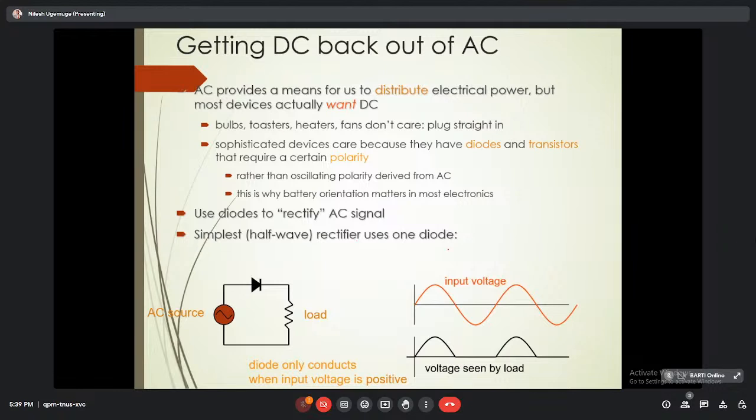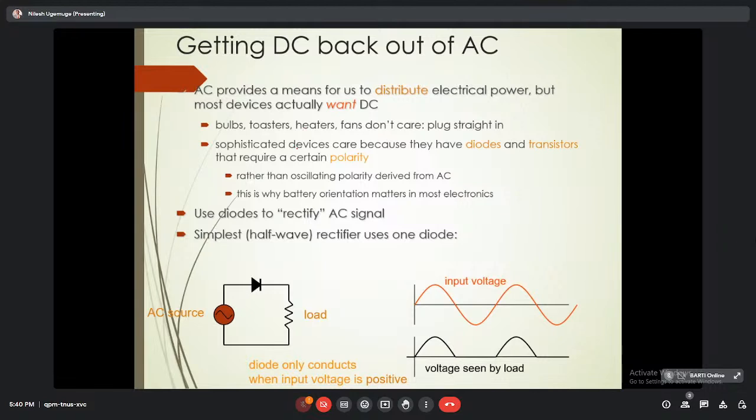AC provides a means for us to distribute electrical power, but most devices actually want DC. Most of the devices like a laptop or your television want DC. They do not work appropriately on AC, and that is why we are more interested in DC. That is the biggest categorization, as I have mentioned earlier, which categorizes electrical to electronic. Here you can see bulbs, toasters, heaters, fans, which don't care, so plug straight in. These devices can be considered electrical devices. We cannot see these devices as electronic devices.